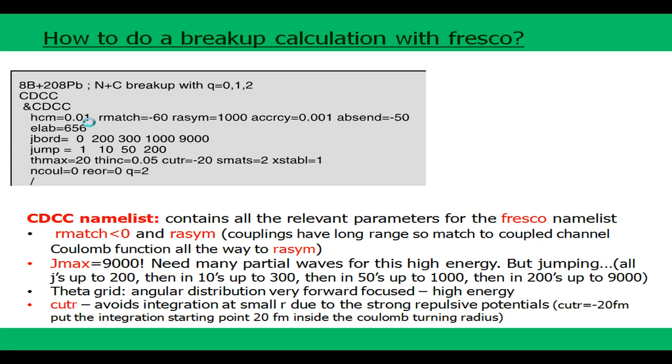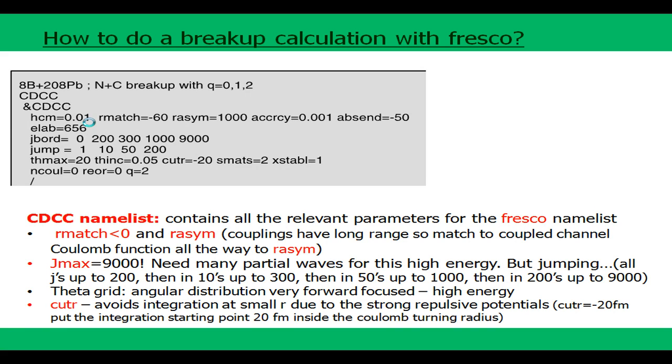So there's ways of interpolating between these. And what this J-Borden jump does is it has a way to jump over certain L's and interpolate between them. So from 0 to 200 partial waves, it doesn't jump, it calculates them all. From 200 to 300, it does it in steps of 10. From 300 to 1,000, it does it in steps of 50. And from 1,000 to 9,000, it does it in steps of 200. So that's what it does.